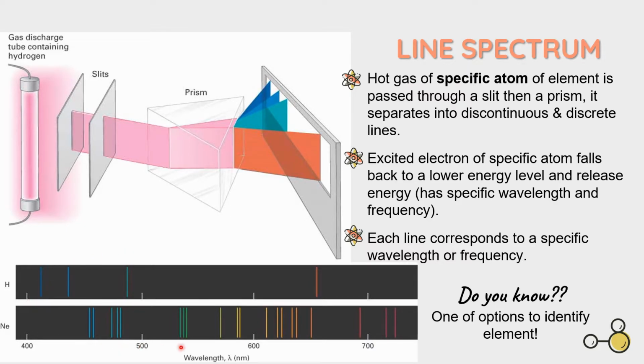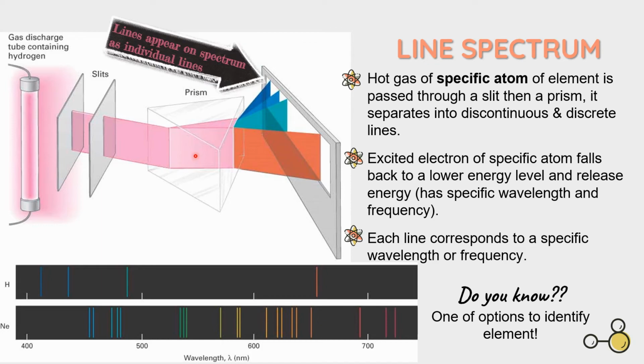These are examples of the line spectrum of a certain element. This is the line spectrum for hydrogen and this is the line spectrum for the neon element. In order to get this line spectrum, we need to use hot gas of that specific atom of the element. Then we pass the light through the slit and then to the prism. And the light will separate into discontinuous, discrete lines.